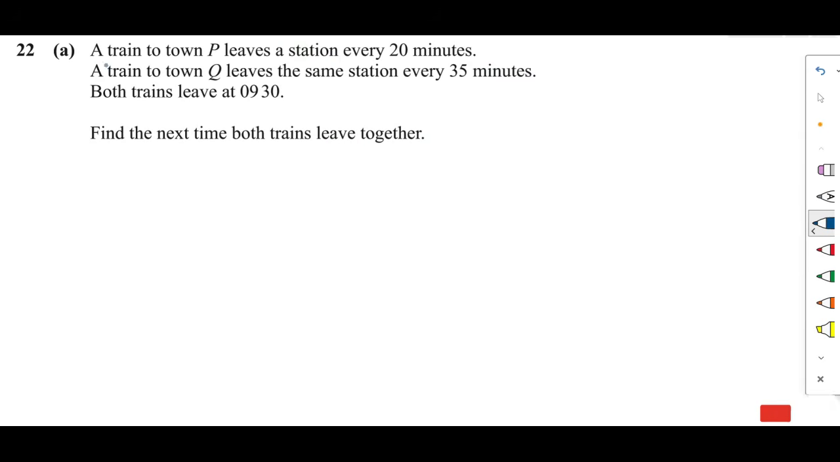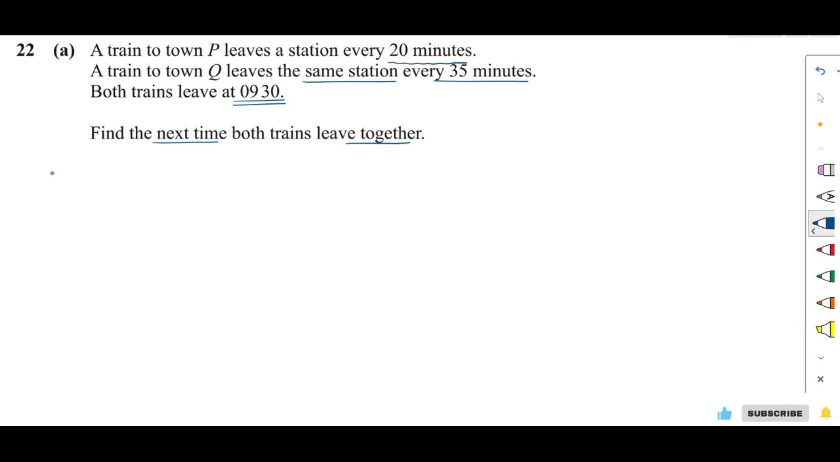Question number 22, part A. A train to town P leaves the station every 20 minutes. A train to town Q leaves the same station every 35 minutes. Both trains leave at 9:30. Find the next time both trains leave together. Okay. So such type of questions we need to figure out the LCM, the least common multiple, right?